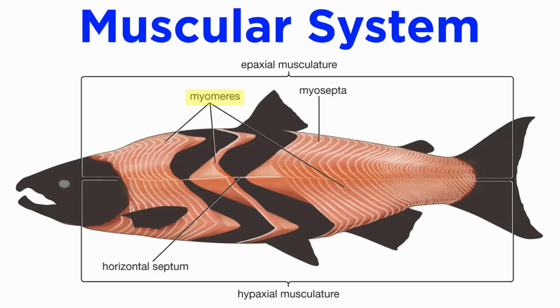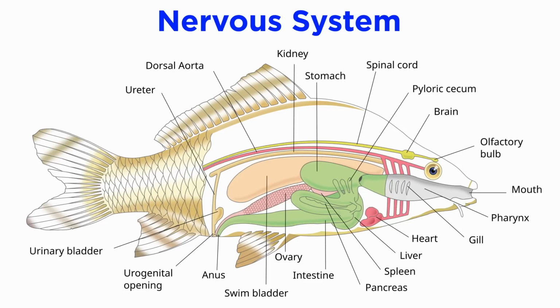Essentially, they are a series of muscle blocks found along the sides of a fish body and can vary in number by species. Though the myomeres are the largest muscles in the ray-finned fish, they also have smaller, specialized muscles associated with each fin, sensory organ, and many internal organs. Controlling the muscular system is the nervous system, which is primarily comprised of the brain, spinal cord, and sensory organs such as the eyes, olfactory bulbs, inner ear, and lateral line system.